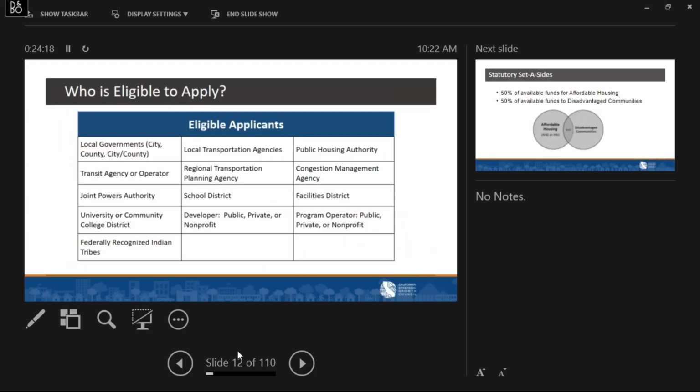So there are a number of eligible applicants. Local governments play a very important role, as well as either a developer or a housing authority, as well as transit agencies or operators. We tend to see that combination of some sort of local government playing a really important role in the kind of active transportation scope, working with the transit agency on any transit improvements, and then working with the entity in charge of the housing to build that affordable housing component. So it's very focused on partnership.